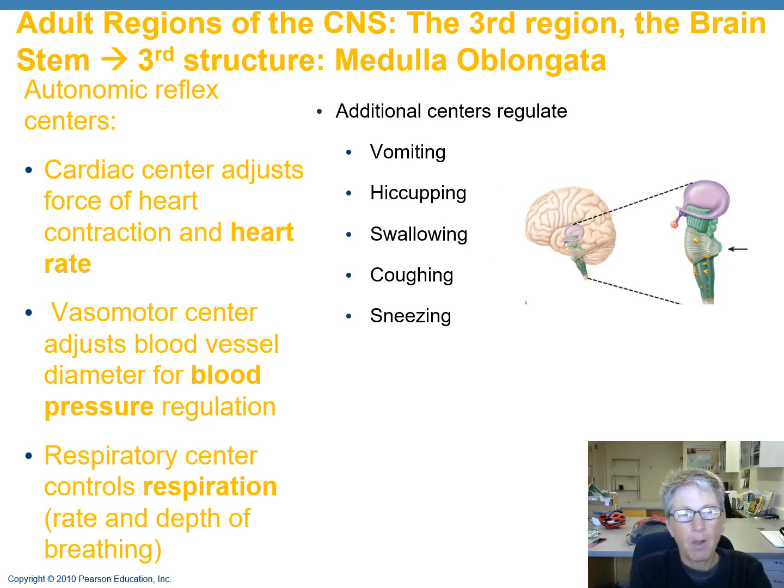So in the medulla oblongata, there's a lot of centers, autonomic reflex centers. For example, the cardiac center adjusts the strength of the heart and the heart rate. The vasomotor center adjusts blood vessel diameter and blood pressure. The respiratory center controls the rate and depth of your breathing.